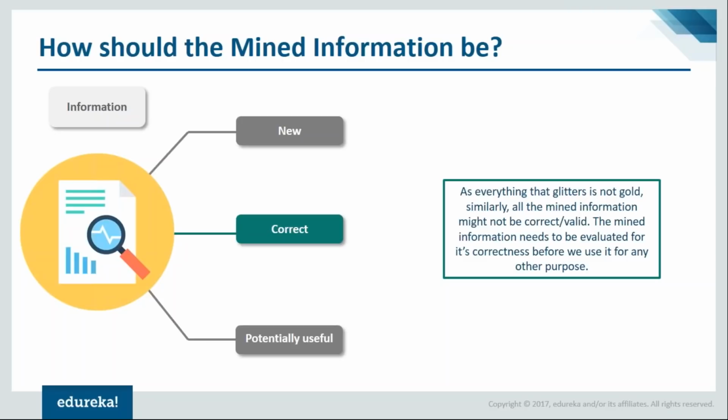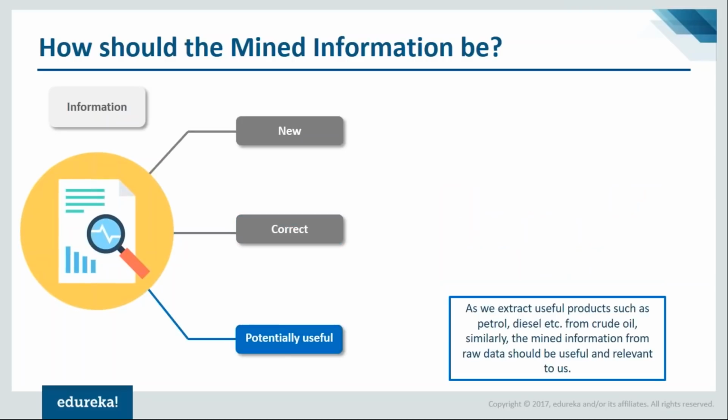What happened over here? We found out information which eventually proved to be wrong. And that is why it is always necessary to check the validity of the information before we reach any sort of conclusion. You understood that the information is new and correct. Now it's time to see if the information is useful or not.